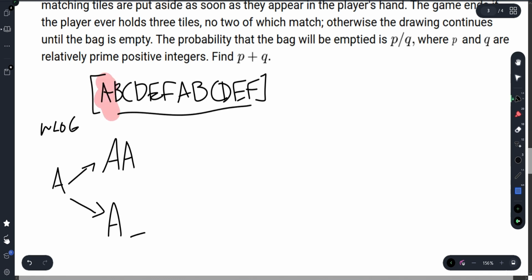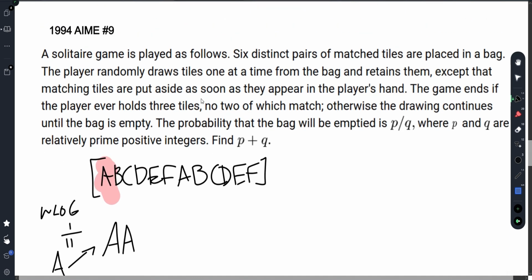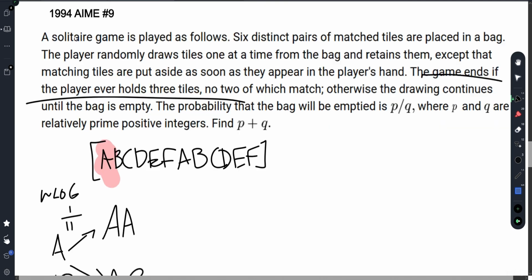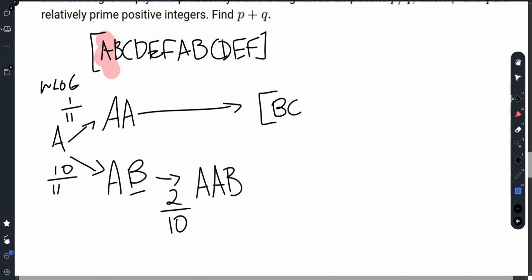So clearly there's 11 letters left and 10 to choose from, and this is 10 over 11. Without loss of generality, make B the letter we choose. So now from here, we have to choose A or B as our third tile. Otherwise, we will lose because the game ends if the player ever holds 3 tiles. So from here, we get 2 over 10. We need to choose A or B. So let's say we choose A. So AAB cancels out, and the remaining set if we choose this route is BCDEF.